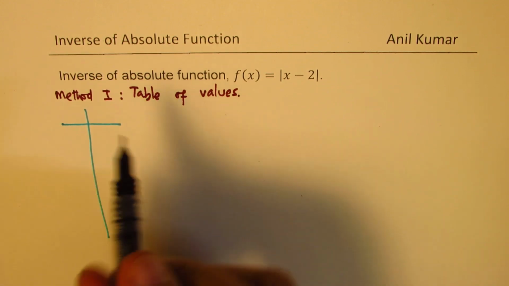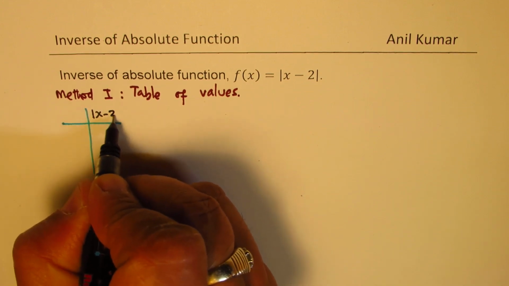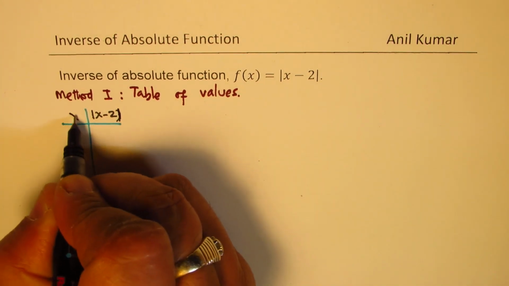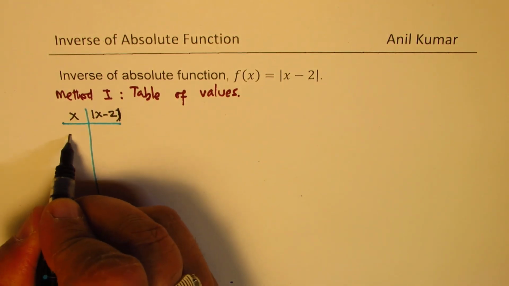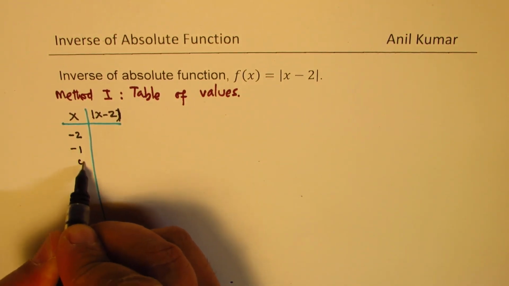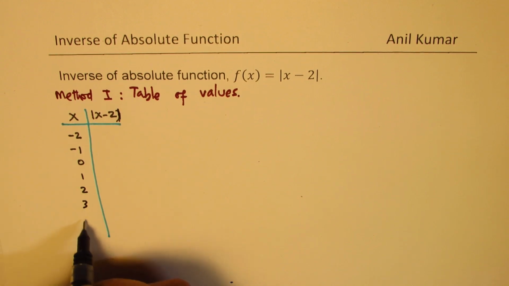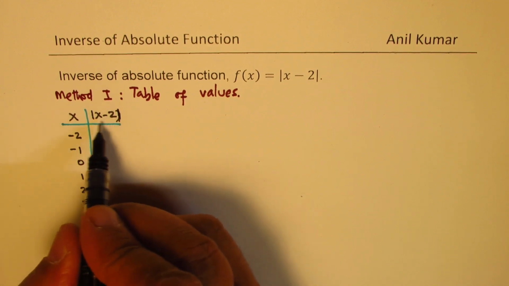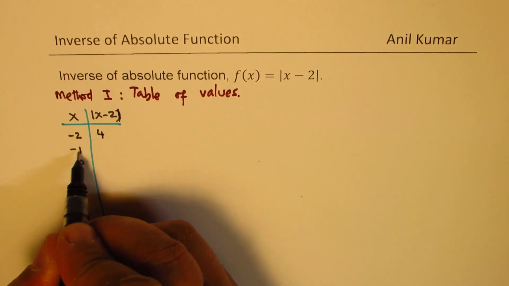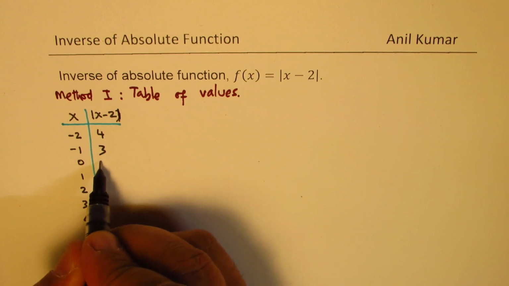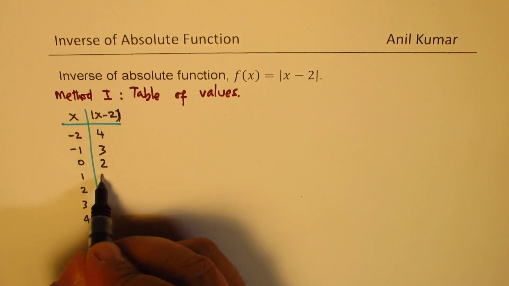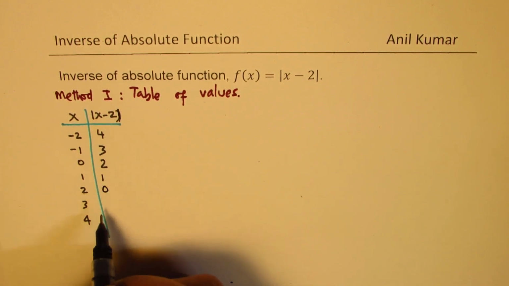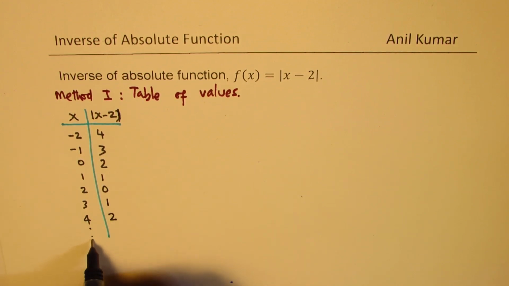So if I have the absolute value of x minus 2 for different values of x, let's say we take the values minus 2, minus 1, 0, 1, 2, 3, let's say 4. If I substitute minus 2 here, the absolute value will be 4. Minus 1 will give me 3, 0 will give me 2. 1, if I substitute, I get 1 here. 2 minus 2 is 0. 3 minus 2 is 1, and 4 minus 2 will be 2. So likewise, we can make a table.